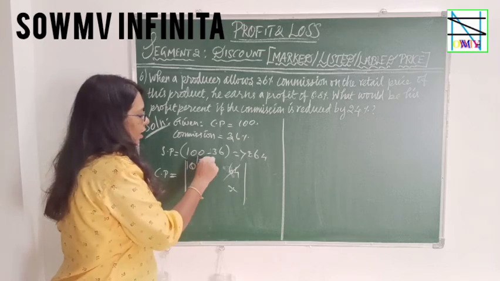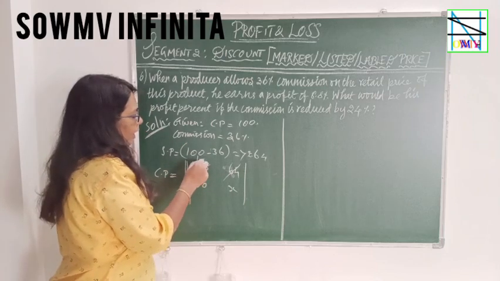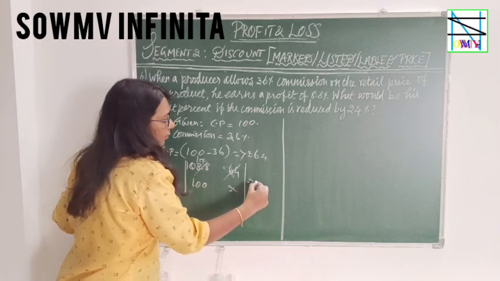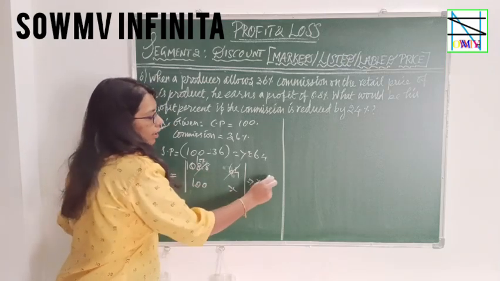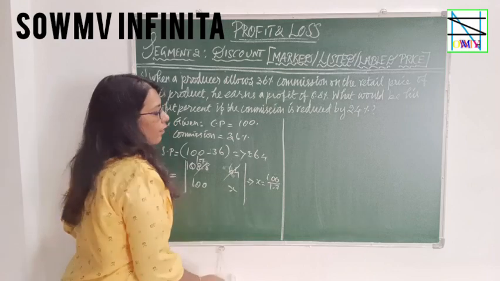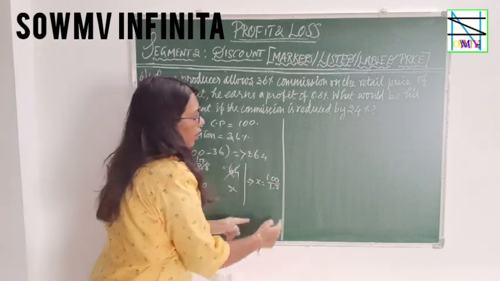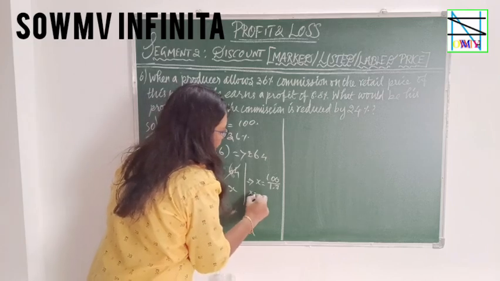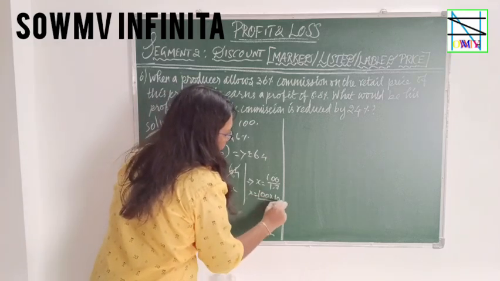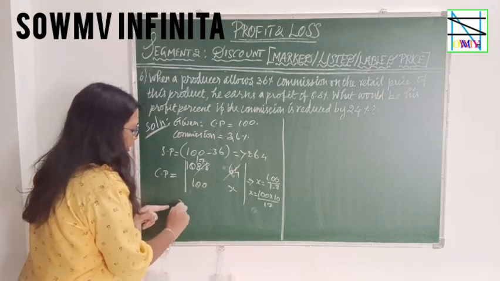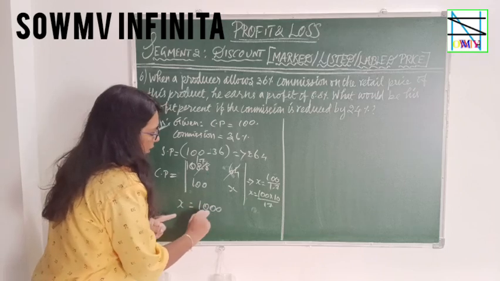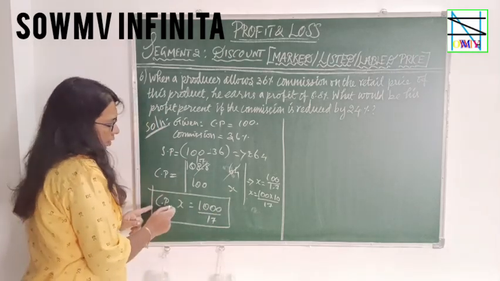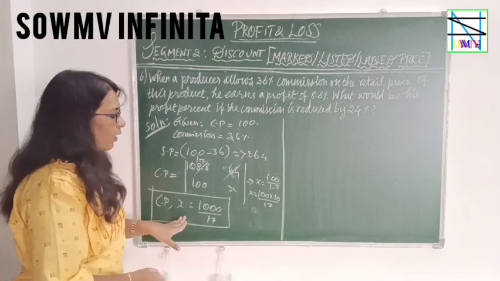So 64 into 17 is 1088. That's 4. It has a one decimal value. So on the decimal point, 1.7. Okay, X is equal to 100 divided by 1.7. When we cancel the decimal value, I can multiply by 10 in the numerator. So X is equal to 100 into 10 divided by 17. Therefore, X is equal to 1000 divided by 17. So CP, otherwise X. This is the CP value.